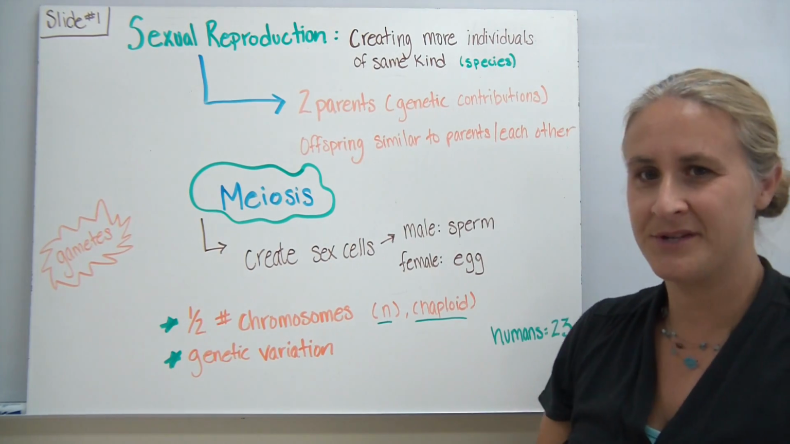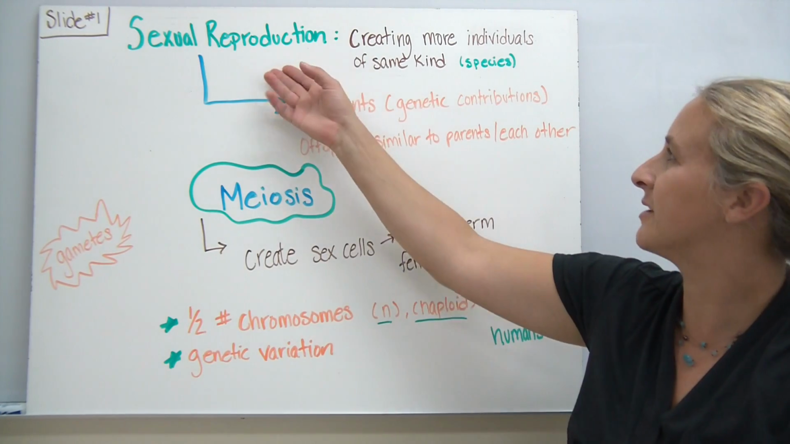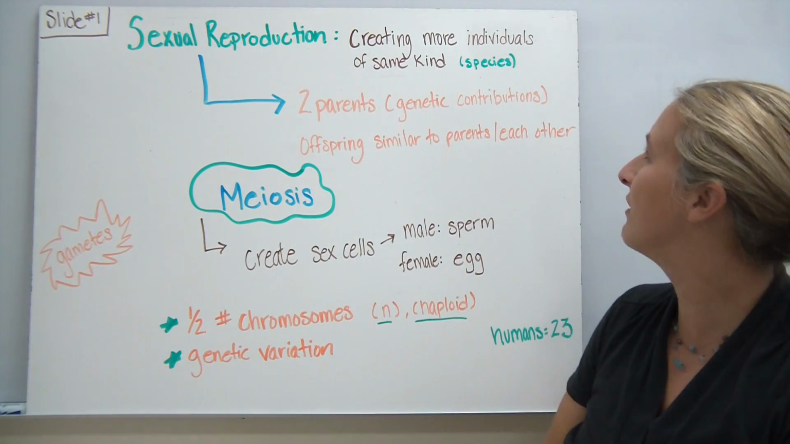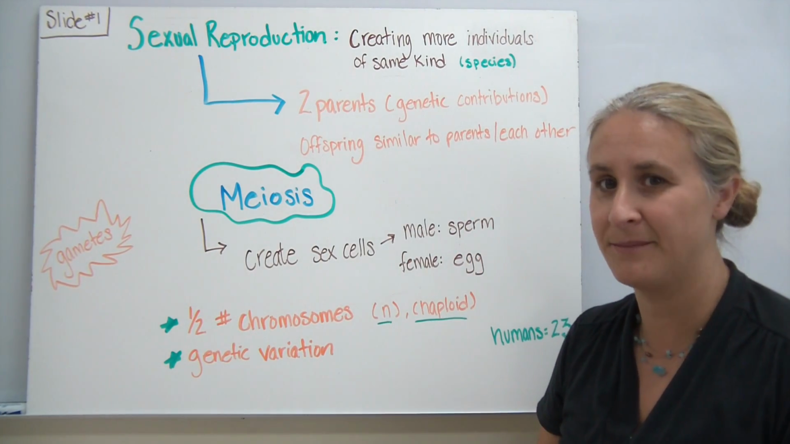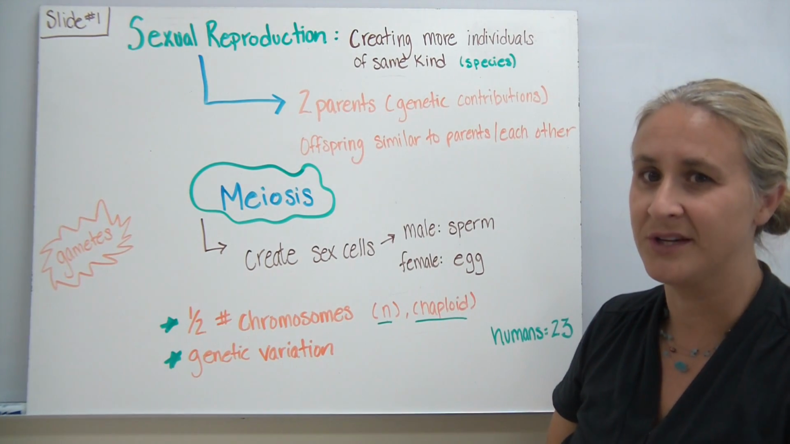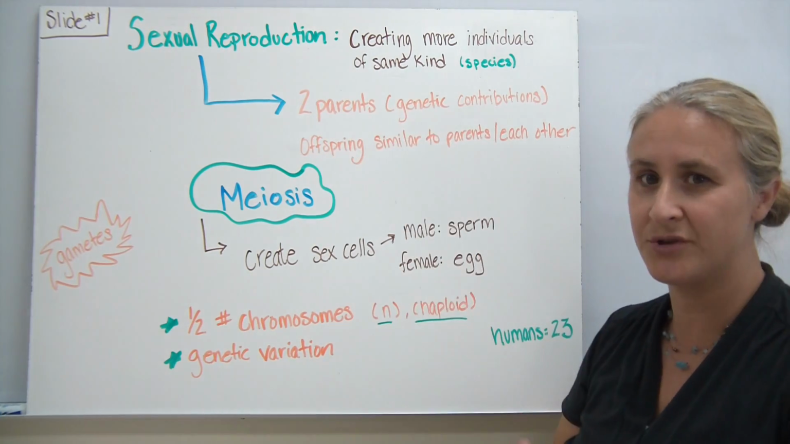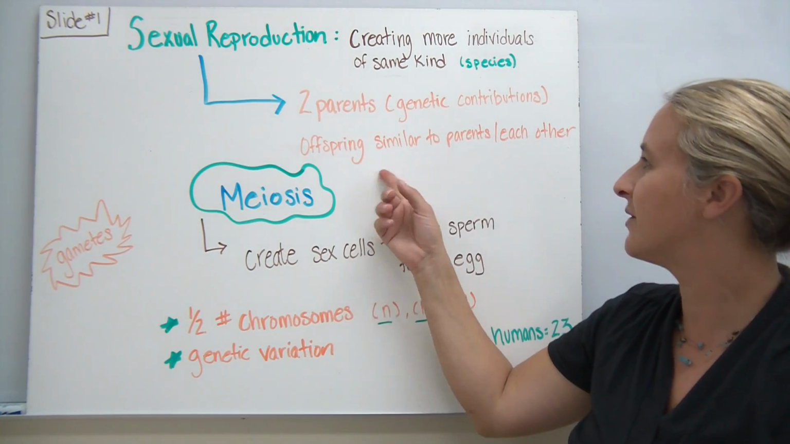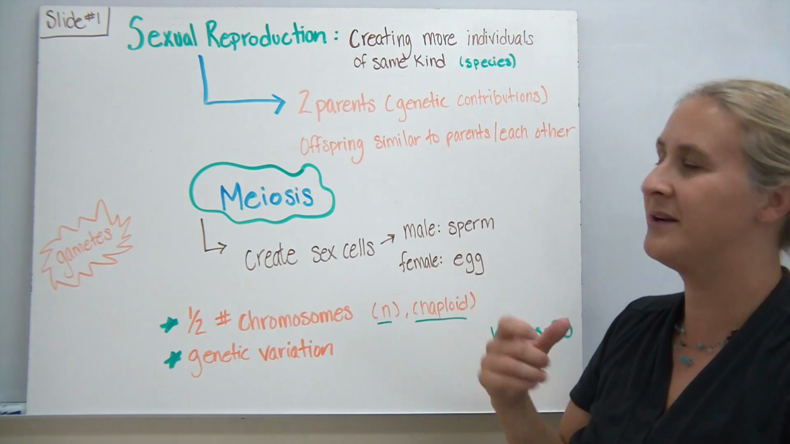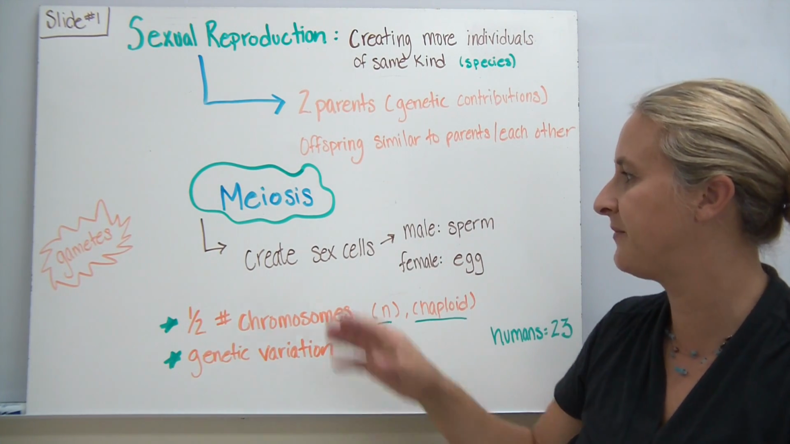Today we're going to continue with our topic of reproduction, and we're going to talk about sexual reproduction. So sexual reproduction is the process of creating more individuals of the same kind or same species. When we carry out sexual reproduction, unlike asexual reproduction, there are two parents that contribute genetic information. So the offspring are similar to the parents and each other, but not identical like they are in asexual reproduction.